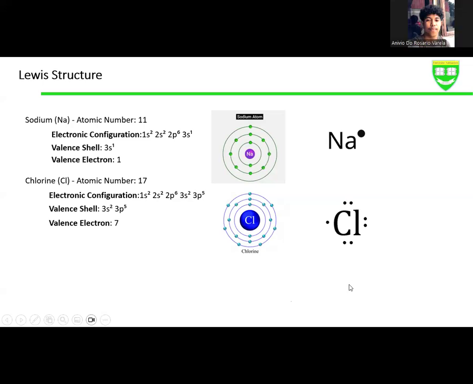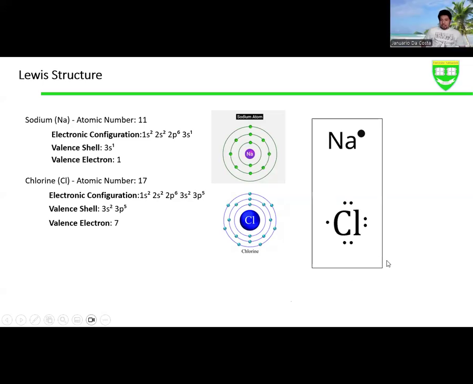Yeah. Okay, so basically these two things are what you call Lewis structures. A Lewis structure uses dots to indicate the valence electrons of a specific atom. Understand? Comprende? Yeah, completely.